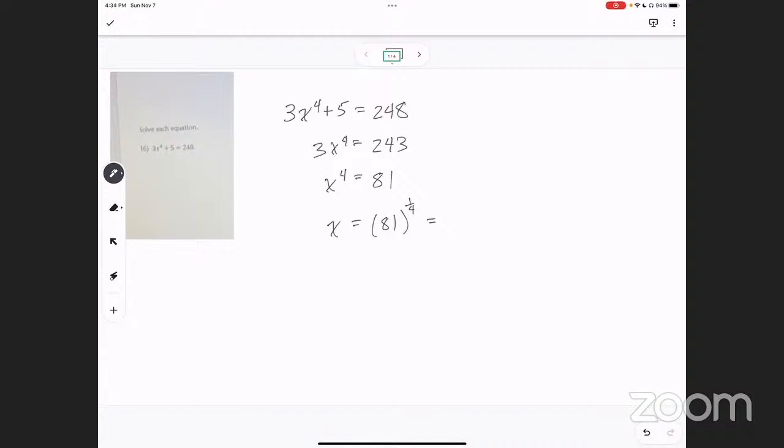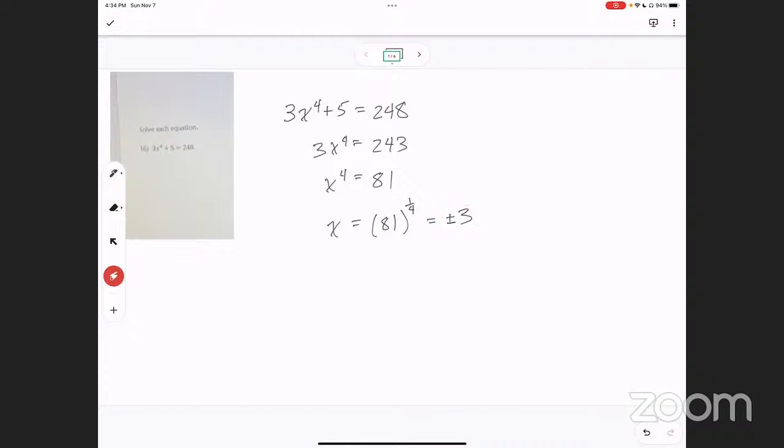Wait, I know it. Is it 4? No. It's 3. Okay. It's 3, but it's also negative. It's also negative 3. So plus or minus 3. Okay. So you understand why you have to put a plus or minus 3 here?